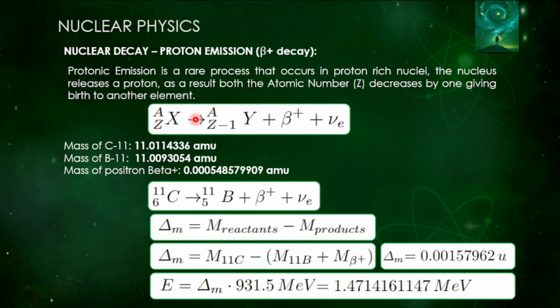So let's say you have C-11, carbon with atomic number 6. One proton breaks off from Z, the atomic number, correct? This proton is released as a beta plus particle, another name for it being a positron, plus a neutrino instead of an antineutrino, converting the carbon into a boron element, having a different atomic number, of course. When you have a different Z, you have a different element. And we measured the energy here as 1.4714 mega electron volts.